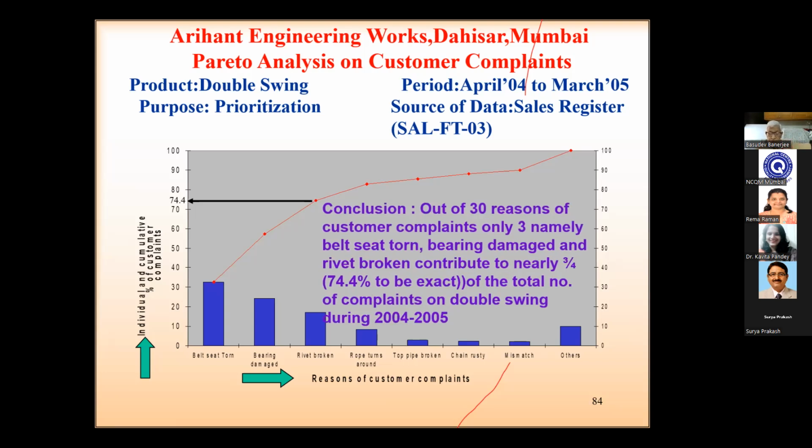8 reasons. Conclusion: out of 30 reasons of customer complaints, only 3, namely belt seat torn, bearing damaged, and rivet broken, contribute to nearly 3/4. That is 74.4% to be exact of the total number of complaints on the double swing during the period. Is it clear now? Yes. So the cumulative has given this data.